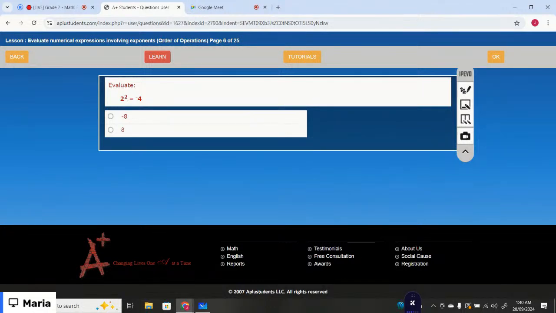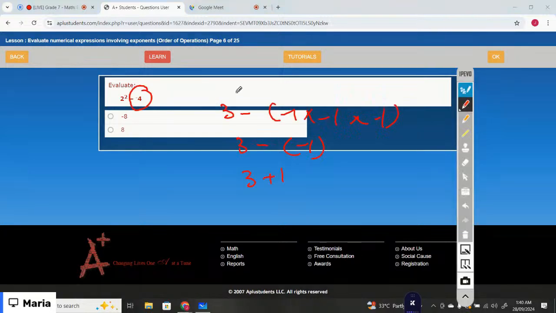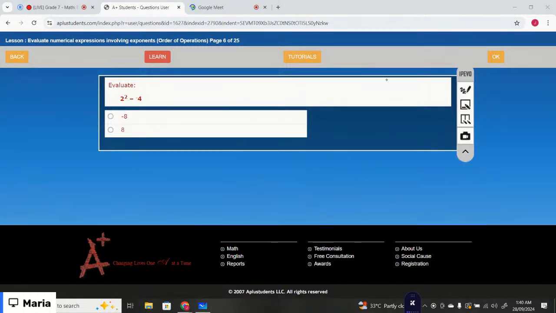2 square minus negative 4. Which is the correct option? 2 square is 4. Evaluate the exponent first. So that is 4 minus negative 4, which is the same as adding. So the correct option is 8. Option number 2 is the correct option.